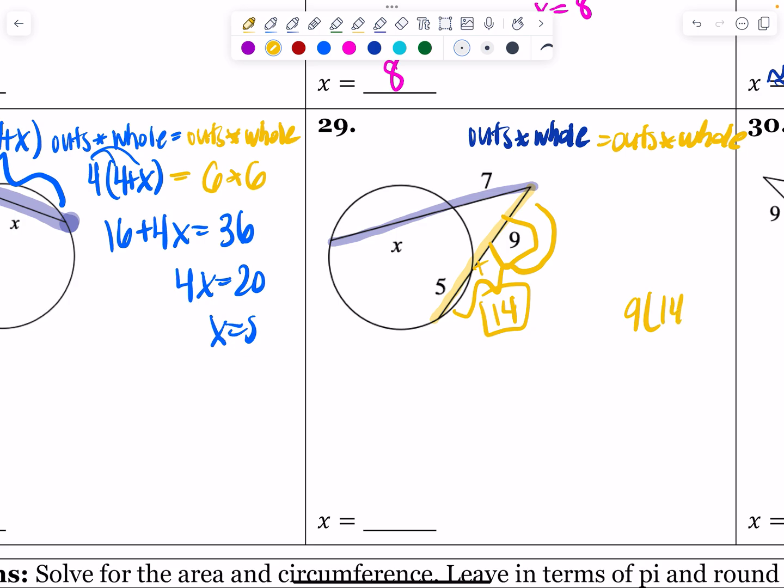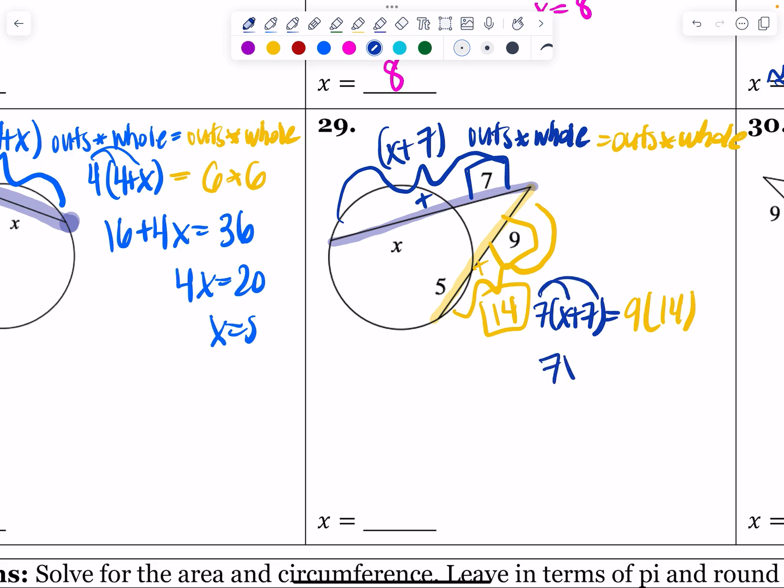So 9 times 14 is going to be equal to 7 times that whole thing, which is x plus 7 as an expression. So that's going to be 7 times x plus 7. Then we just distribute. That would be 7x plus 49 equals 9 times 14. 9 times 14 is 126. Then we can subtract 49 from both sides. We get 7x equals 77. So x is going to be 11.